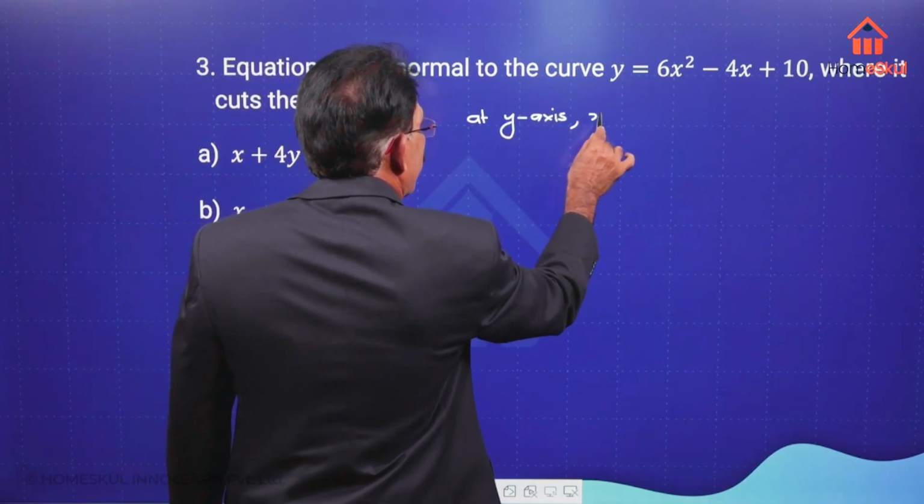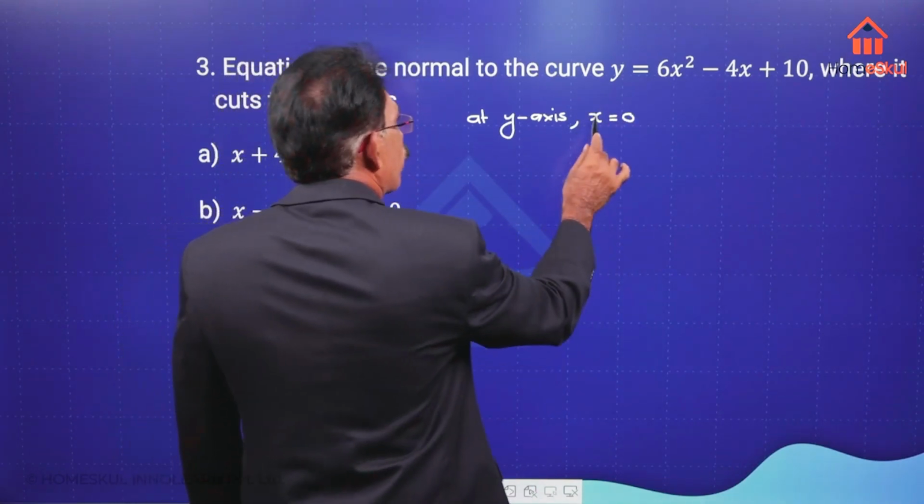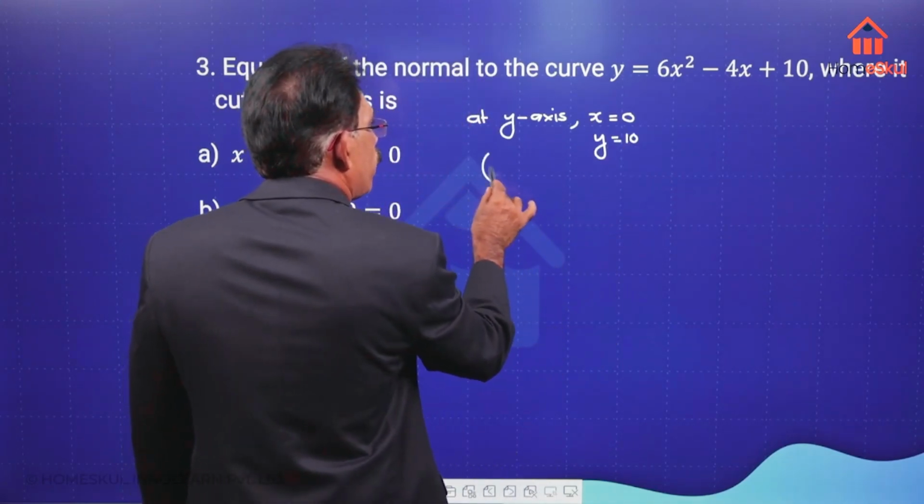X is equal to 0. Am I correct? On the Y-axis, x equals 0. Y is equal to what? Y is equal to 10. The point is 0, 10.